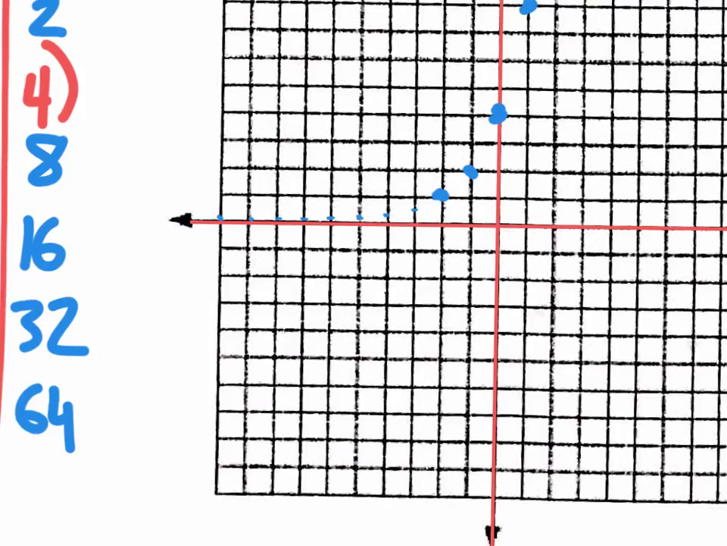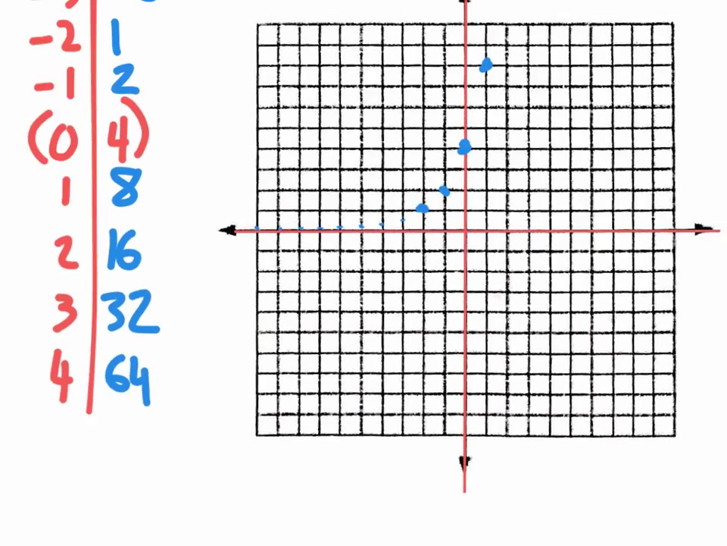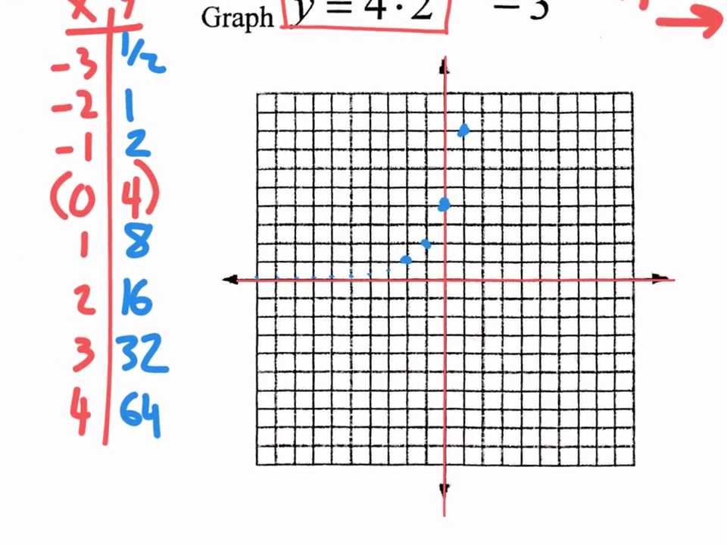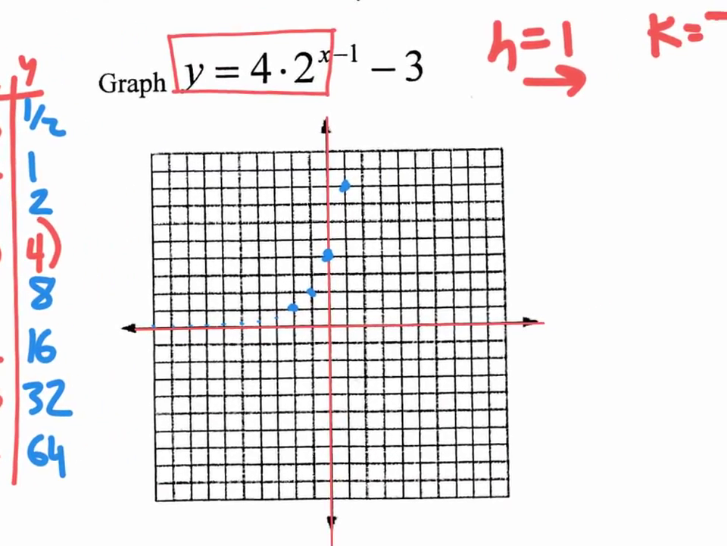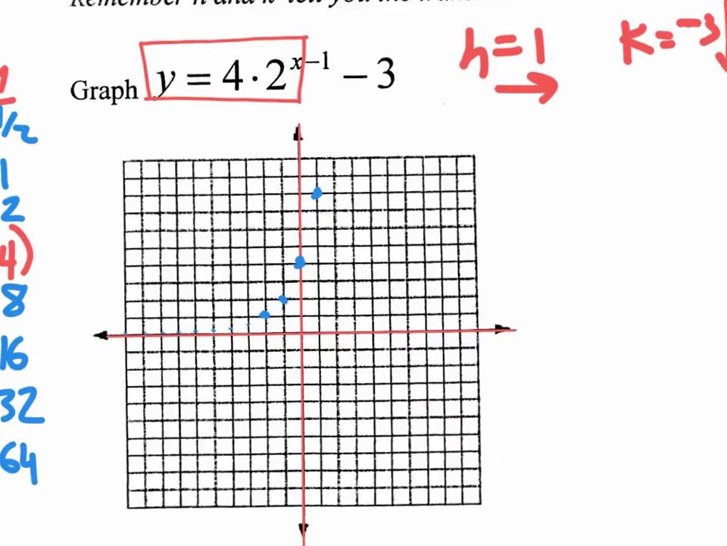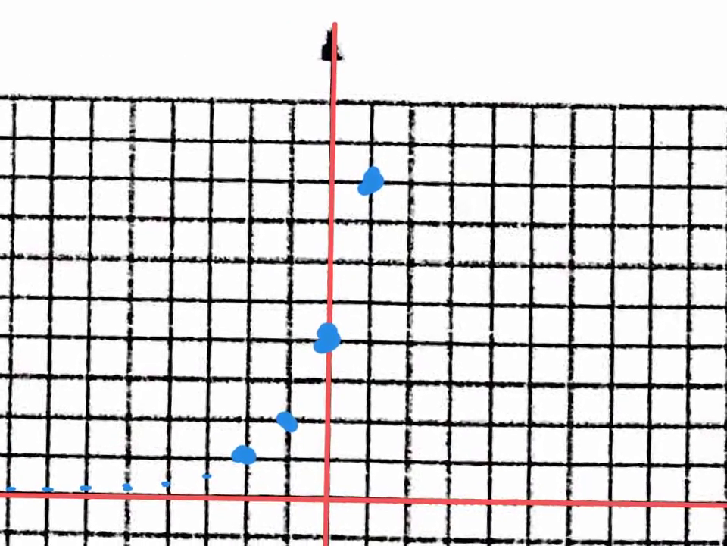Okay, but we don't want to actually draw it because this isn't our actual graph. We still need to consider our h and k shift. So on each one of these, you're going to want to move each coordinate 1 to the right and 3 down. So if you go 1 to the right, 1, 2, 3 down, you'll end up right here. 1 to the right and 3 down, 1, 2, 3, right there.